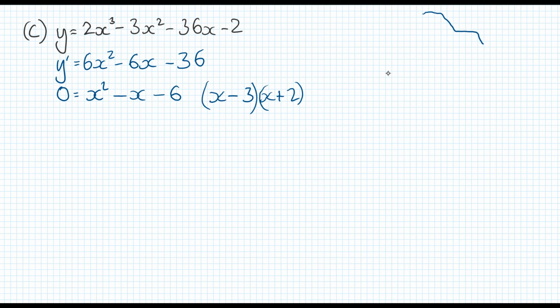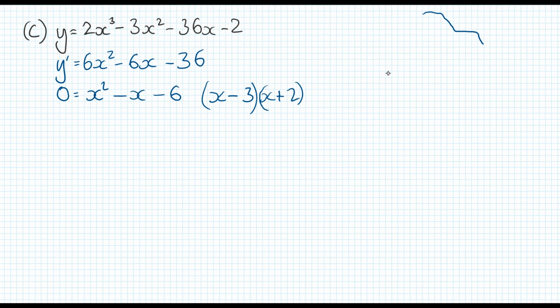And using the null factor law, I need to make one or both of those brackets 0. Okay, so x, what minus 3 makes 0? Well, 3. So x is going to be positive 3 or negative 2, because negative 2 plus 2 makes 0. Okay, so it's the opposite sign of these terms here.